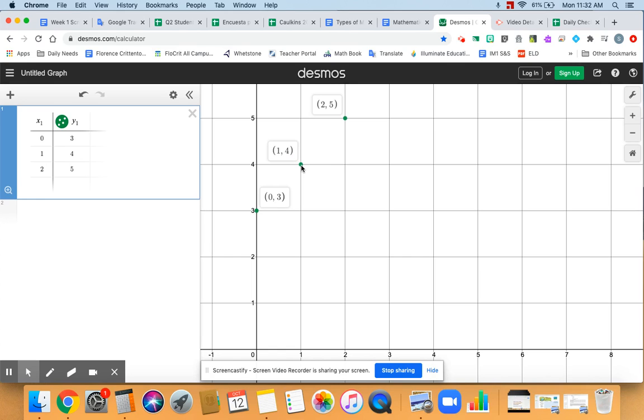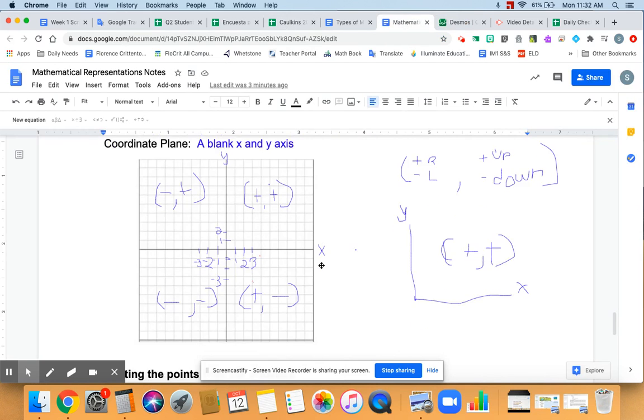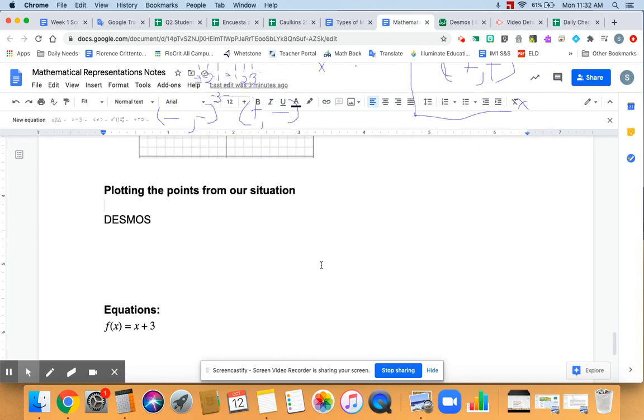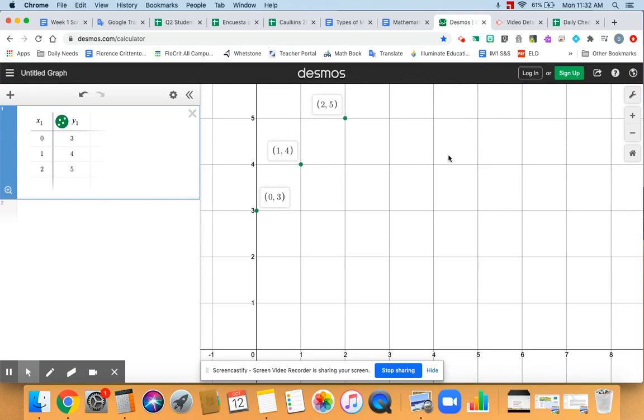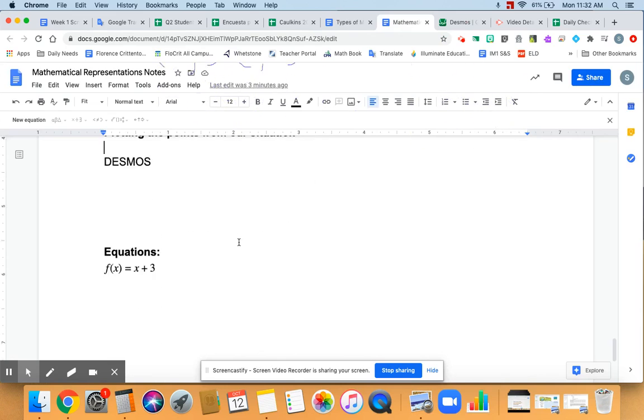Now, a lot of the times people will then connect their dots. And sometimes you can do that and sometimes you can't, but I'm going to explain that in a second. Let me just come back to the notes real fast. So we plotted the points on Desmos, and so that's one way to represent situations, by a graph. The last way they expect you to be able to represent a situation is with an equation.